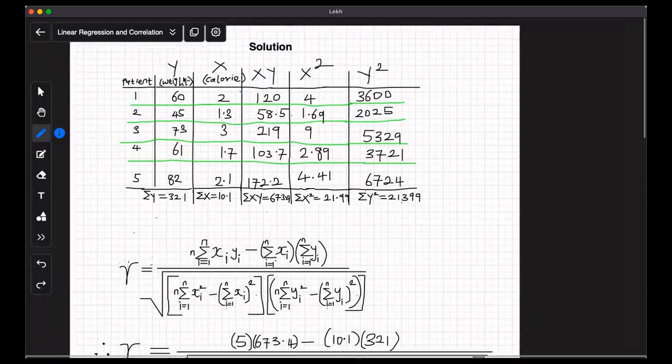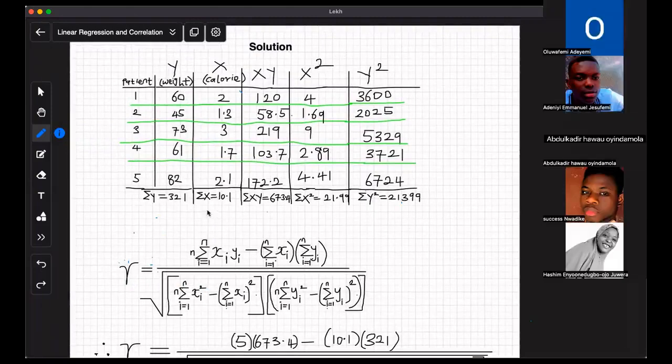All we had to do was to sum everything under y. That gives us this value. Sum everything under x gives us this value. Now x and y. Xy means x times y. So 2 times 60 is 120. 1.3 times 45 gives us this. And when we are done doing that for all of them, we sum up. We get this value. Then we square x.